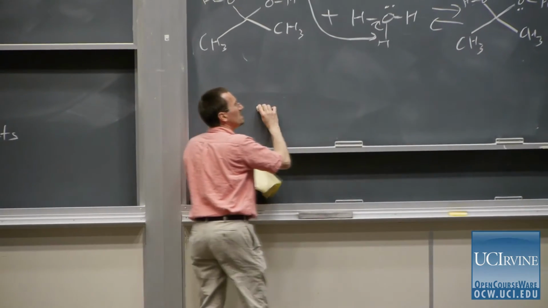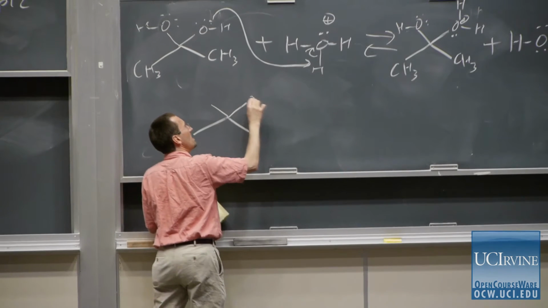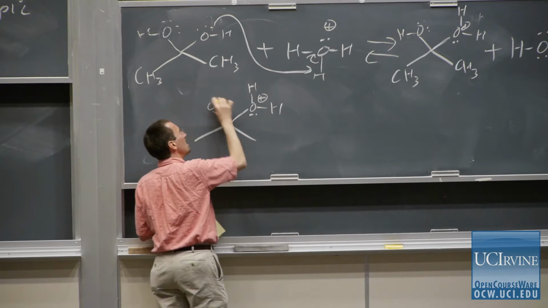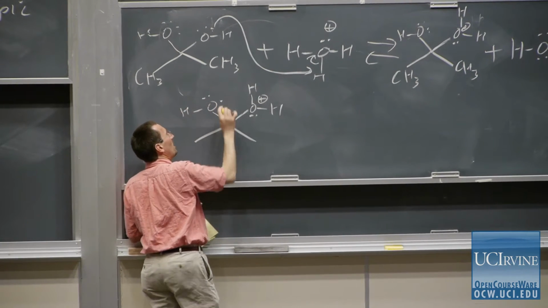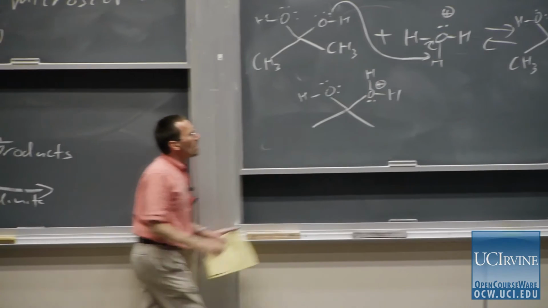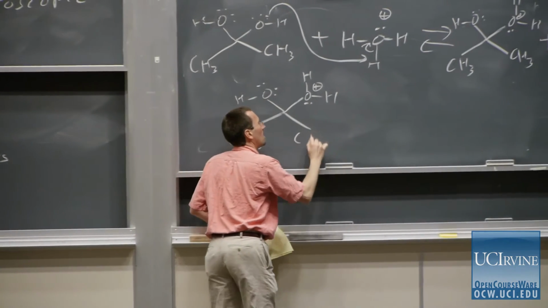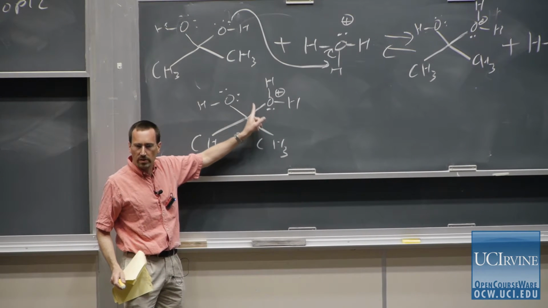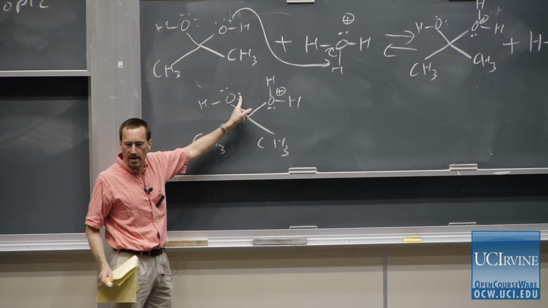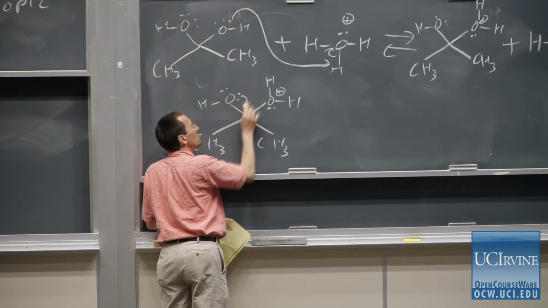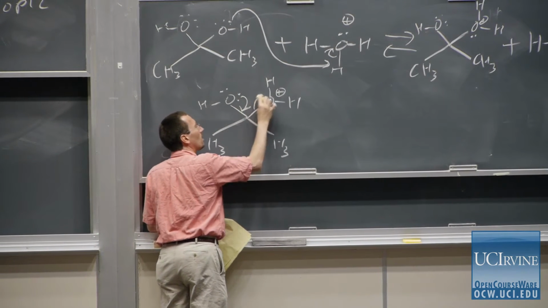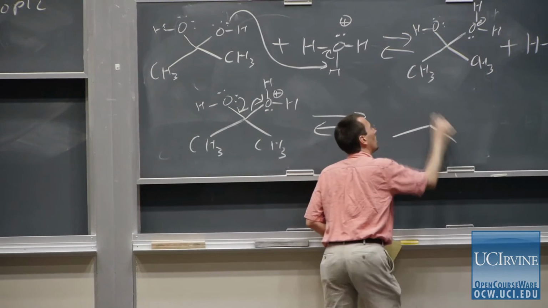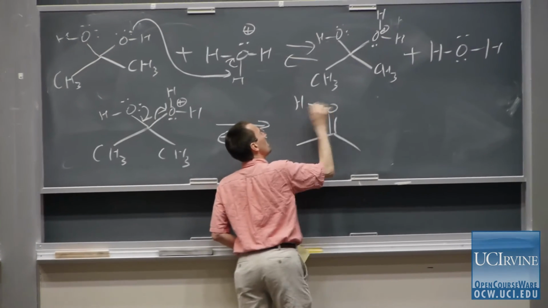And for now, at least, I'm going to be a good person and write everything out step by step. Later on, I'll get a little faster, a little bit quicker, and expect you to follow along. But in our next step of the mechanism, now you can just envision the water getting pushed out by a lone pair of electrons. And so we push in, push out, and we get protonated acetone.